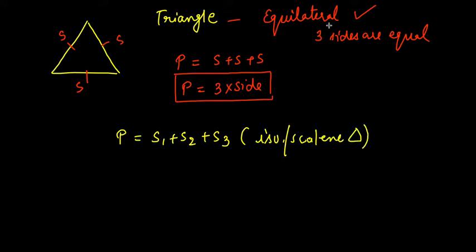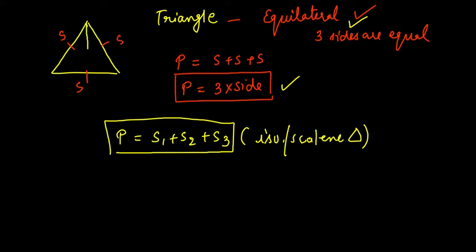In case of equilateral, we can still write S1 plus S2 plus S3. That's applicable for all types of triangle. But if it is an equilateral triangle, since all three sides are equal, we can directly write 3 into side. Next is the area of the triangle.